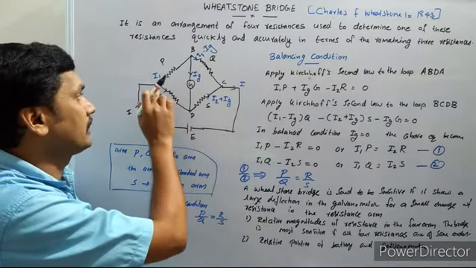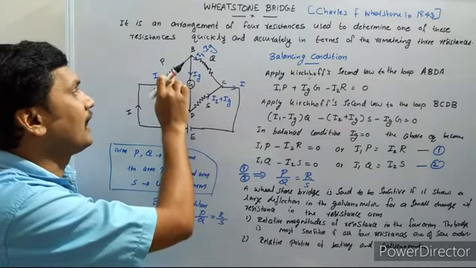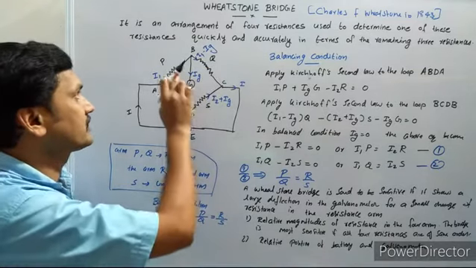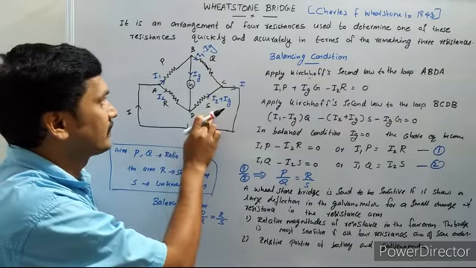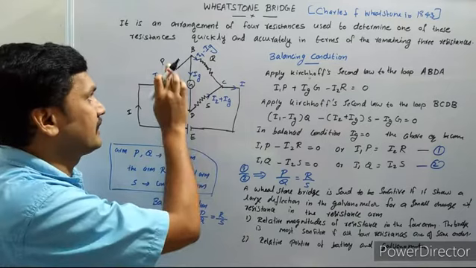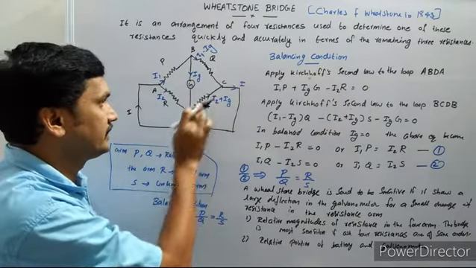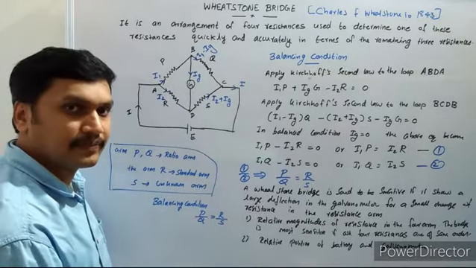Here we have a quadrilateral A, B, C, D, and all the arms of this quadrilateral are four resistors. The resistors are P, Q, R, and S. These four resistors are connected as the arms of the quadrilateral A, B, C, D. So this arrangement is known as the Wheatstone bridge.